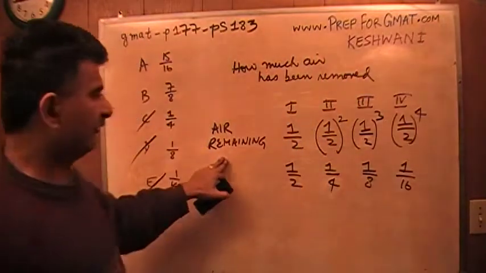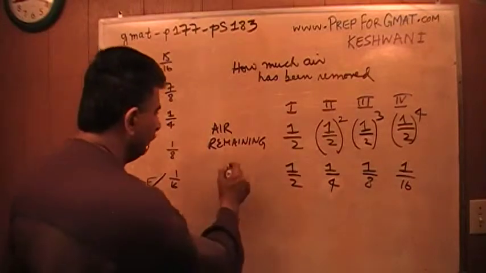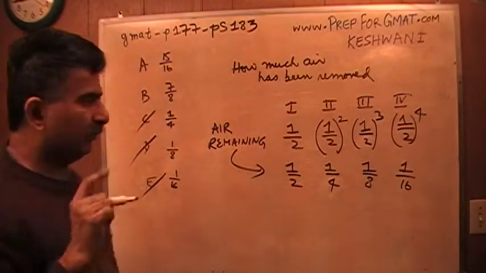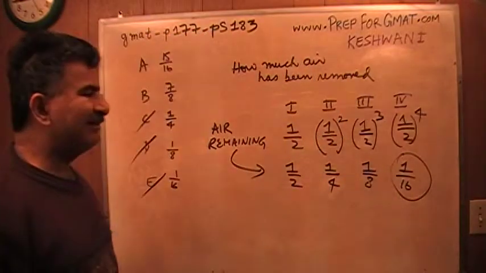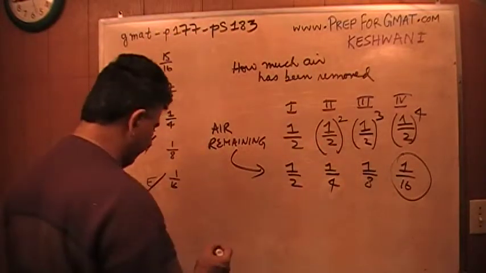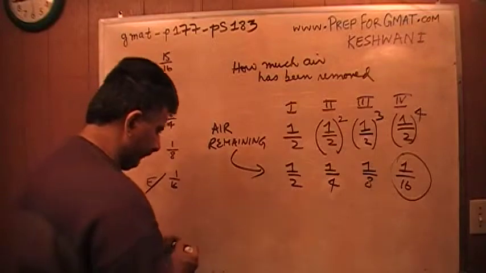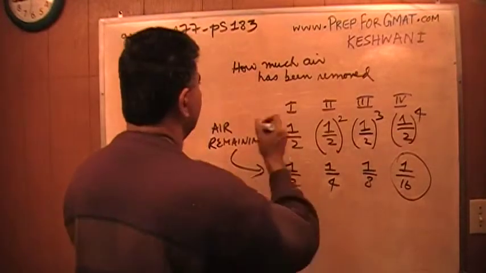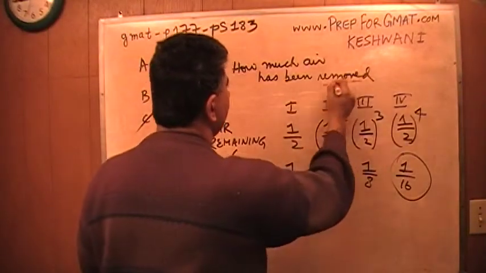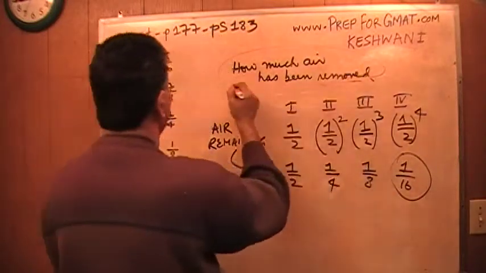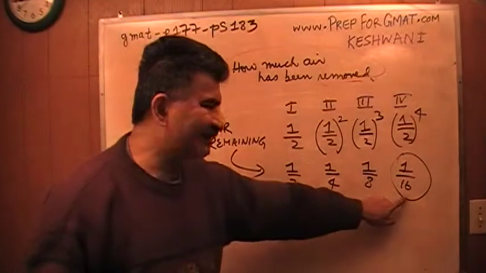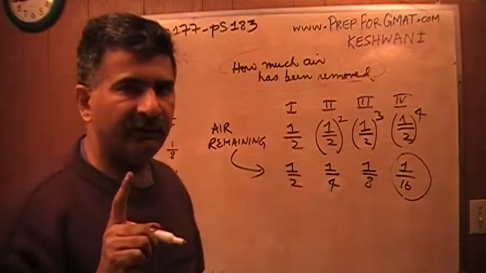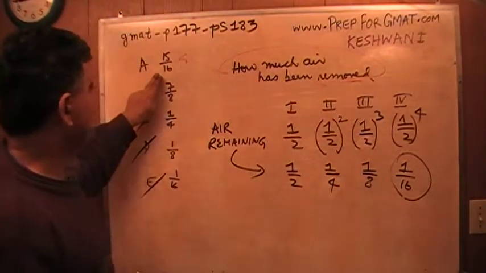So this is the amount that is remaining after the fourth stroke. Since 1/16 is remaining, the question is how much has been removed. Let me change the color. The question was how much has been removed. The answer to this question is this. Since 1/16 is remaining, that tells me 15/16 must have been removed. That's it. That's the answer.